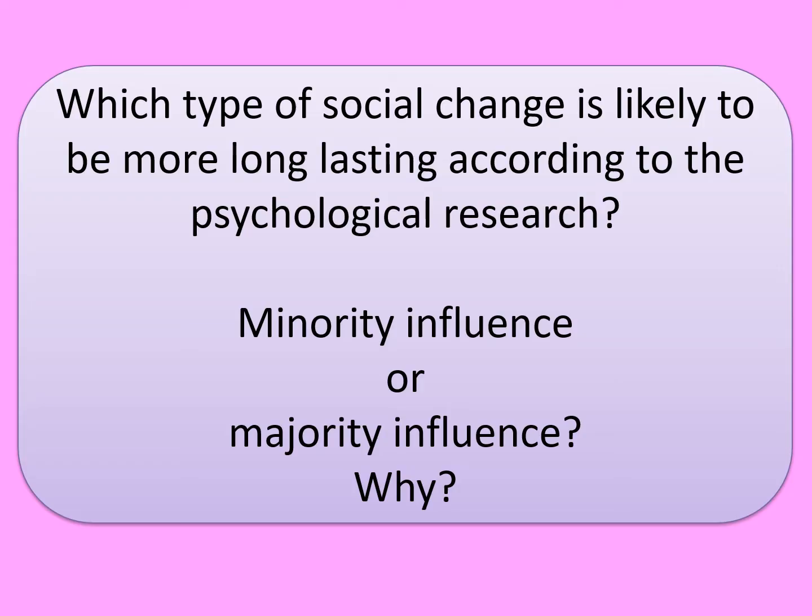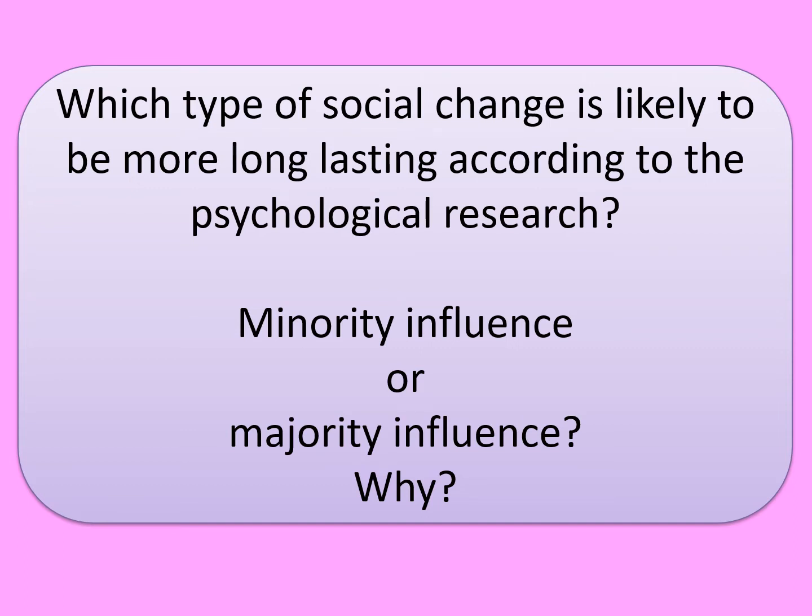So this question says, which type of social change is likely to be more long-lasting according to psychological research, minority or majority influence? When you think about the types of conformity that occur for both of these, majority influence means that you are getting a smaller group of people to comply. We've got compliance, which is the most superficial level of conformity. And so therefore that means that they are just fitting in for the time being.